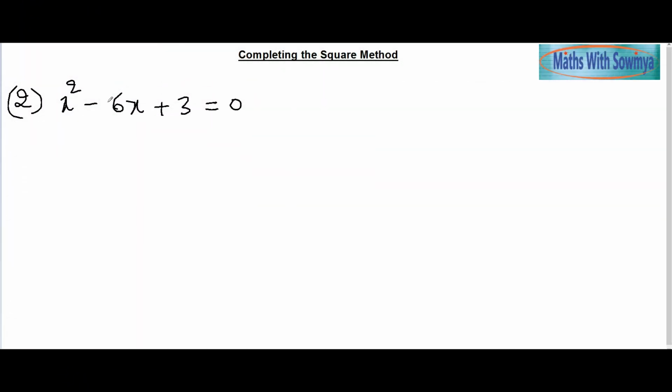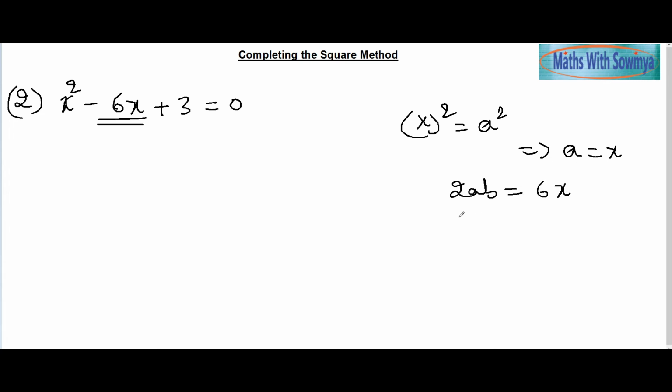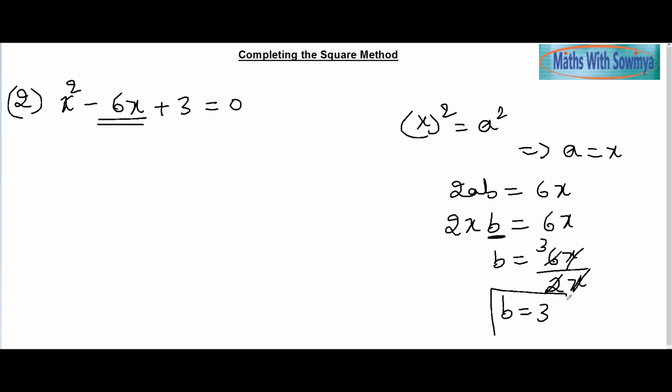Completing the square method, another sum. In this case, already this is a perfect square. This is x square. So x square, which is a perfect square like a square. So I can say a is equal to x here directly. And now the 2ab is nothing but 6x. So 2 in place of ax, b 6x. I need to find b. So b is 6x by 2x. So 2 3s are 6. So b is equal to 3. We want in the format of a square minus 2ab plus b square.